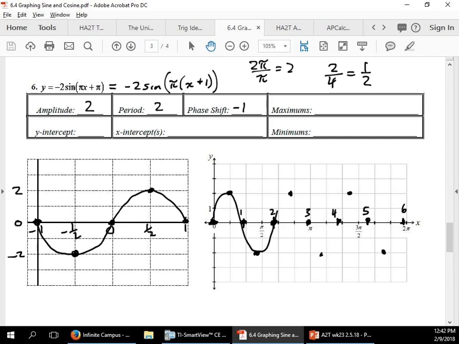Make sure you're nice and curvy. And then we're done. Okay, our y-intercept is 0. X-intercepts are 0, 1, 2, 3, 4, 5, 6. My max is 2, and my min, -2.